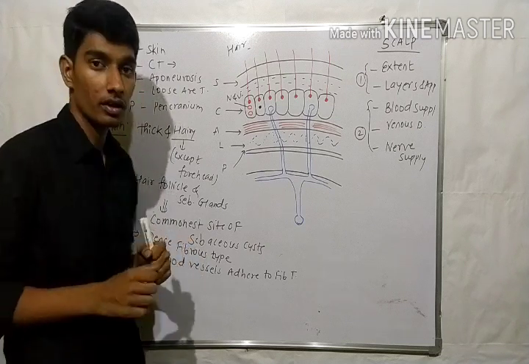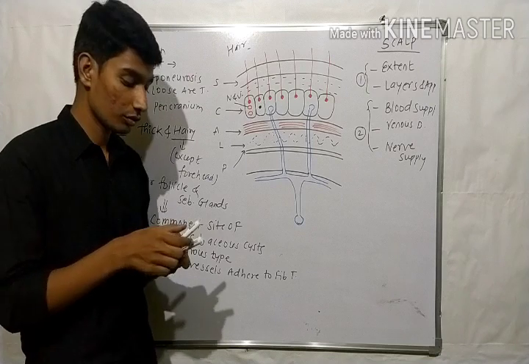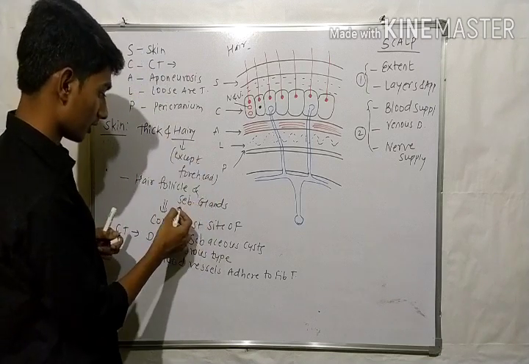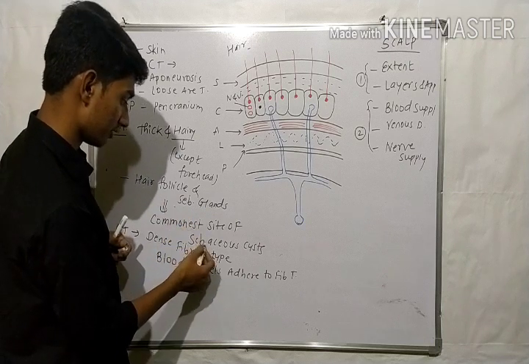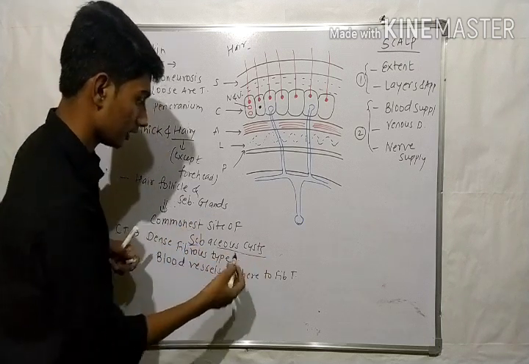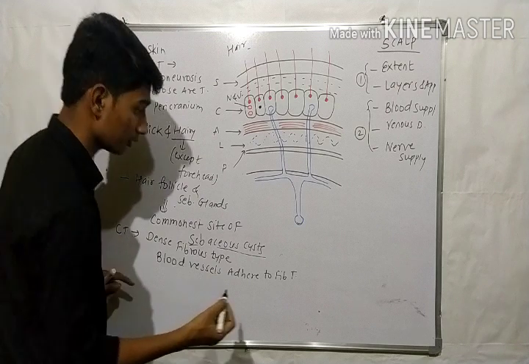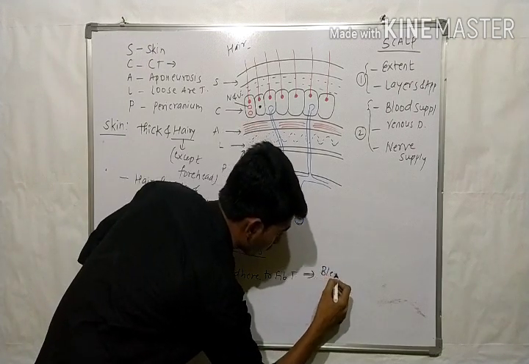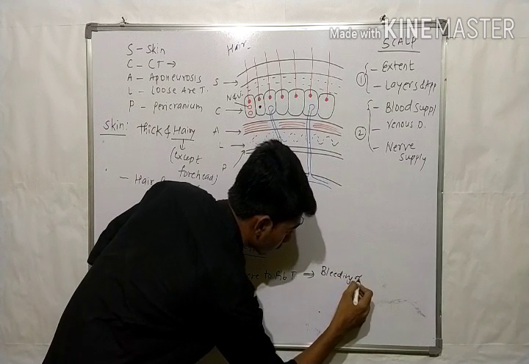This is about the connective tissue layer. So we have studied in skin, applied is sebaceous cyst. In connective tissue, applied is bleeding of vessels.